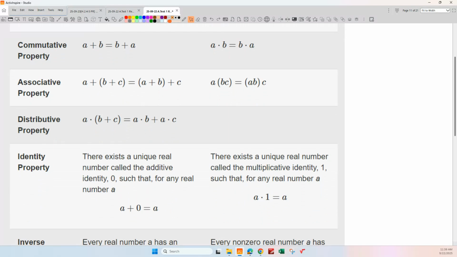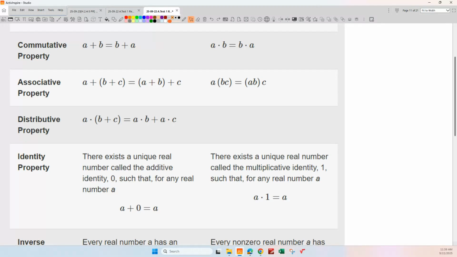The commutative properties of addition and multiplication. Remember, to commute means to exchange. So the commutative properties just say A plus B equals B plus A, and A times B equals B times A. The associative, remember, the commutative property involves two things whose places are being switched.